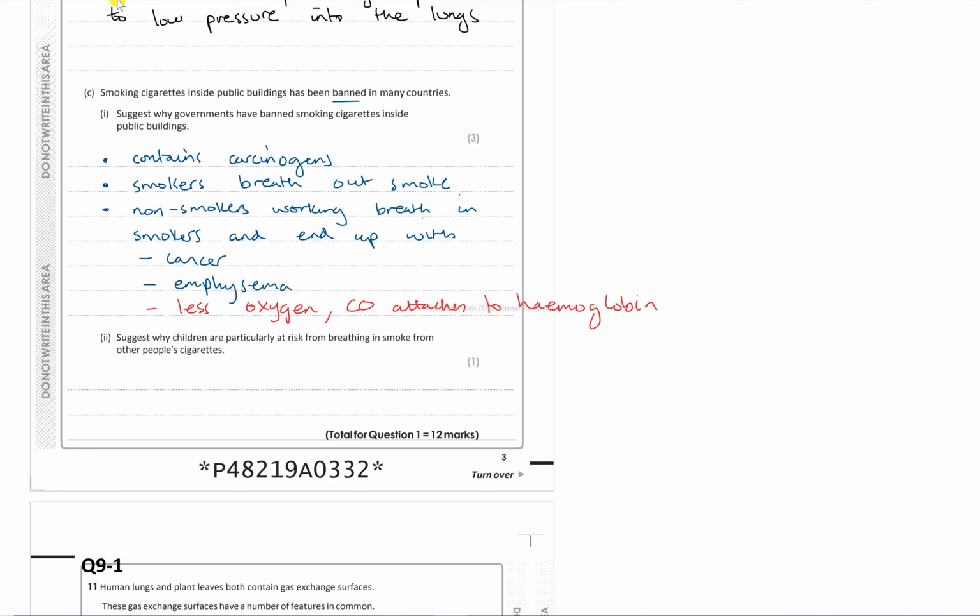Non-smokers breathe in smoke, and this is called, we'll actually write that in, it's passive smoking. And it's very dangerous. You're not smoking, but you're getting the negative side effects of it. Why are children at risk? It's because their lungs are still developing, still growing.